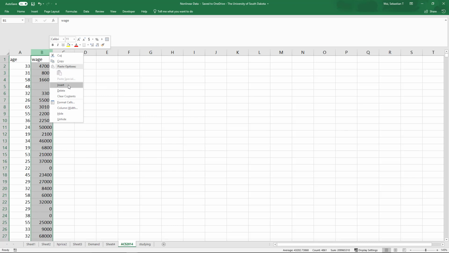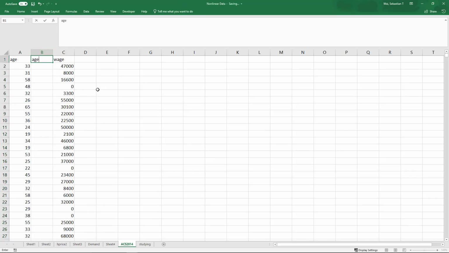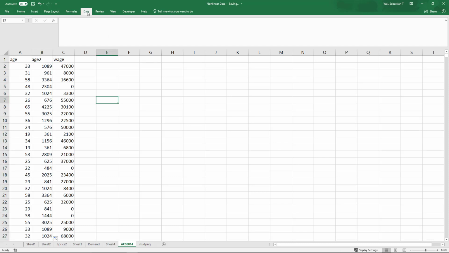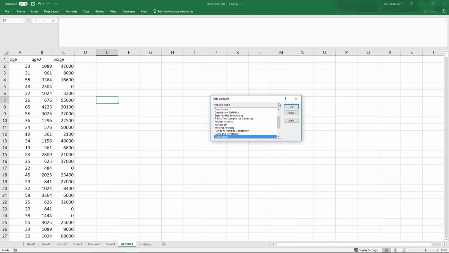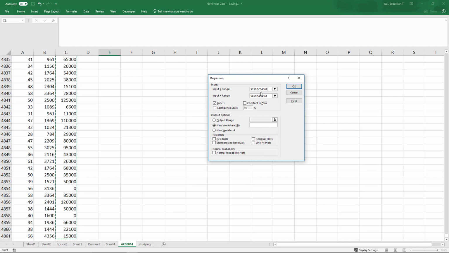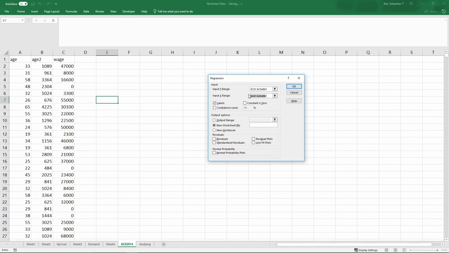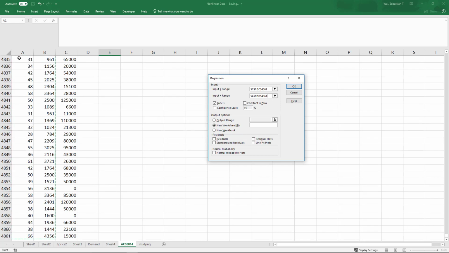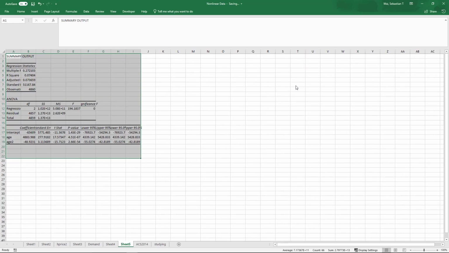I'm going to insert a new column right in here. I'll call it age 2 for age squared. And I'm simply going to take our age here to the second power and then fill that all the way down. We'll run a regression now, where our dependent variable is again going to be wage. I'm going to need to reselect that. And then for the explanatory variables, I'm going to select both age and age squared. Run the regression.